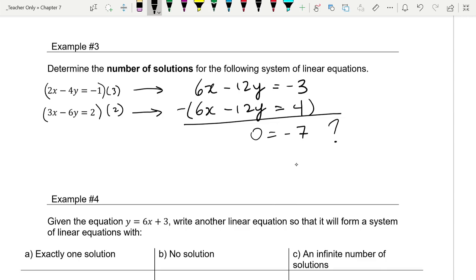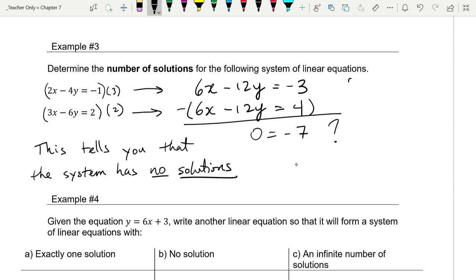You can say it two ways. You can say either, no matter what I do, I can't eliminate just one variable. I end up eliminating them both. Or you can say, when I try to eliminate the variables, I end up with something ridiculous, like 0 equals negative 7. Either way you think about it, this tells you that the system has no solutions.